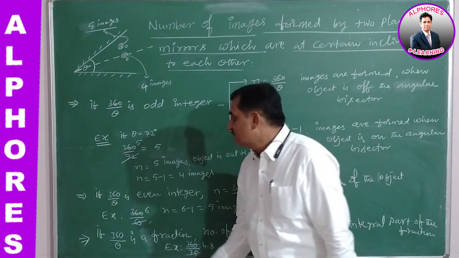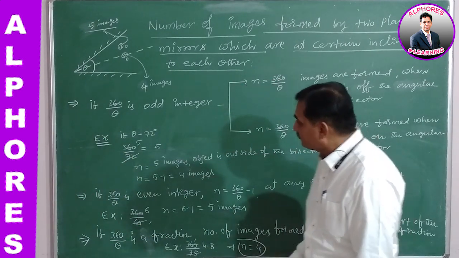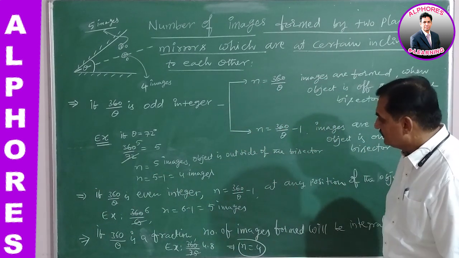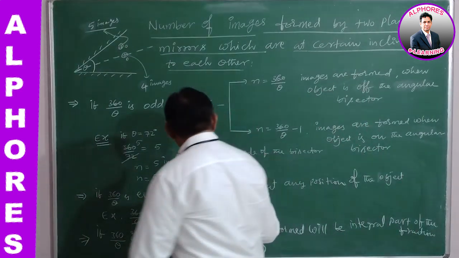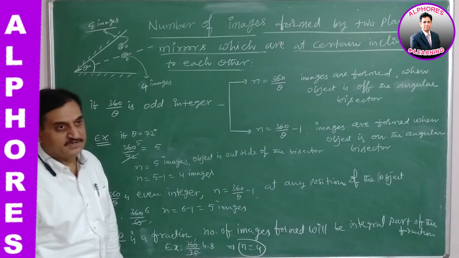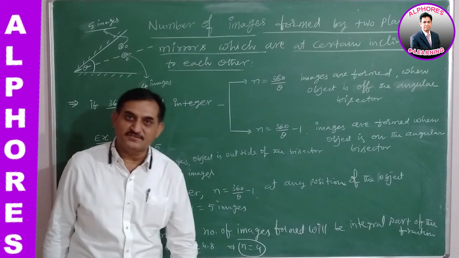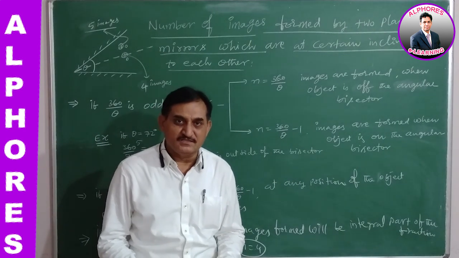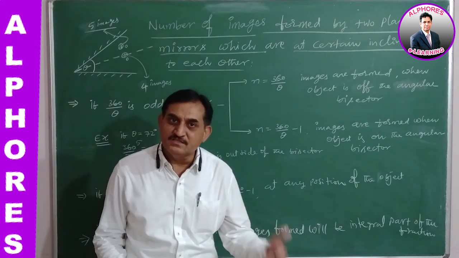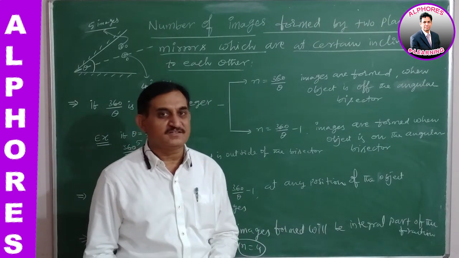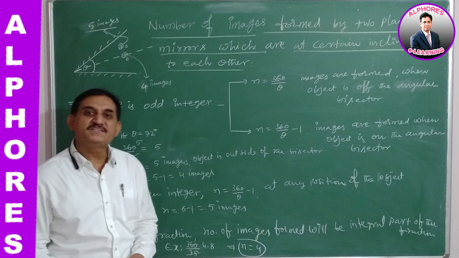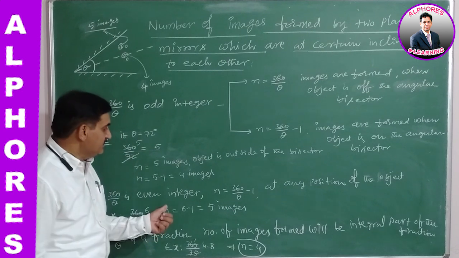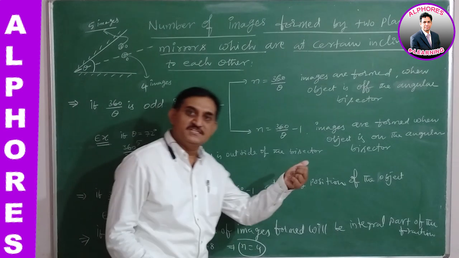Next, go for case 2. If 360 by theta is an even integer, the number of images formed will be 360 by theta minus 1 at any position of the object. There is no specific condition whether the object is placed off the bisector or on the bisector. We can keep it anywhere in between the two plane mirrors, and we will get the number of images as 360 by theta minus 1.